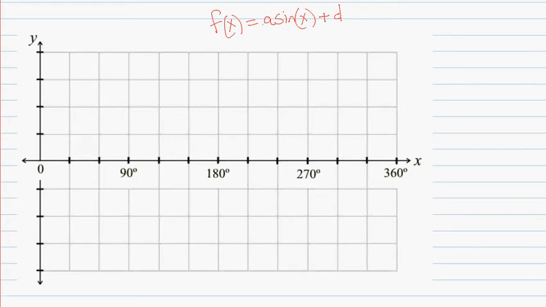And so instead of a max of 1 and a min of -1, if it was 3, we had a max of 3 and a min of -3. And what this d did is it moved our whole graph up and down. It was a vertical shift up or down, and so that's kind of what we call these.